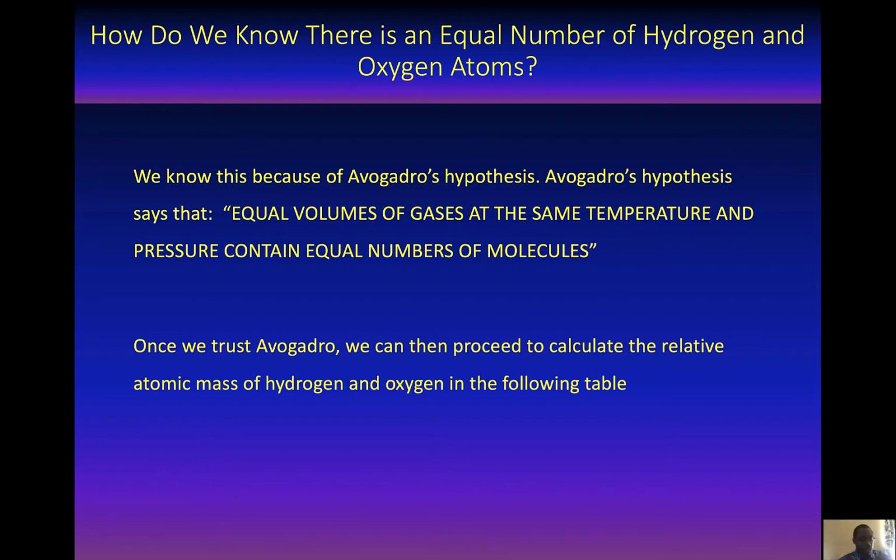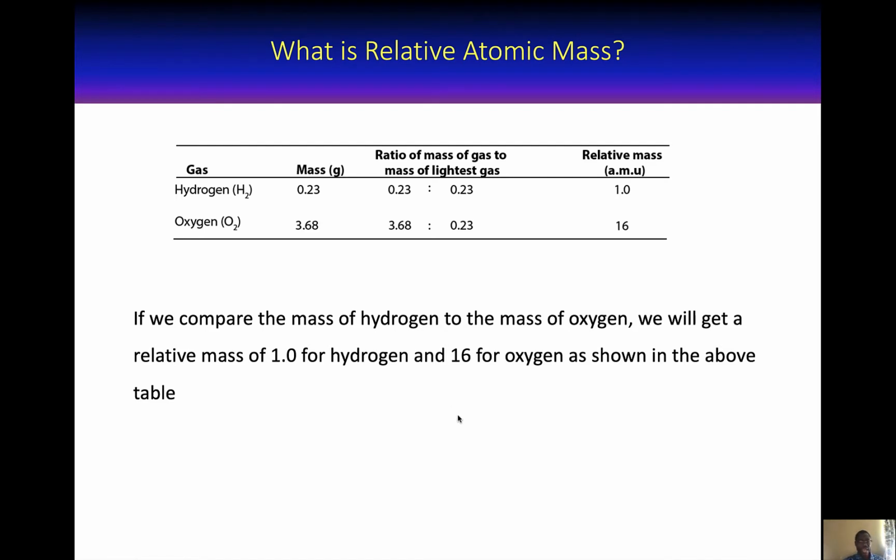Once we trust in this, we can then proceed to calculate the relative atomic mass of hydrogen and oxygen in the following table. So here we do have the mass of hydrogen, which is 0.23 grams, and the mass of oxygen, which is 3.68 grams. So we need to express these masses as a ratio. And to express these masses as a ratio, we need to divide through by the lightest mass. So the lightest mass is 0.23 grams. So we divide 0.23 by 0.23, which will give us 1. And then 3.68 by 0.23, which will give us 16.